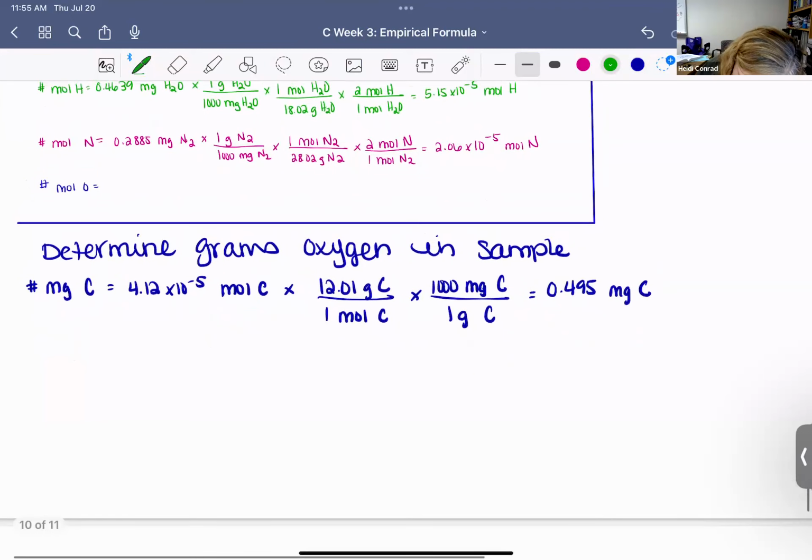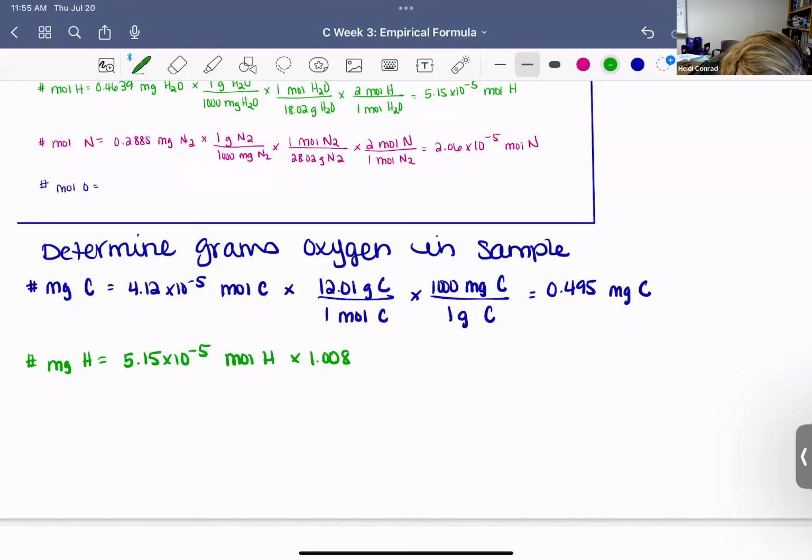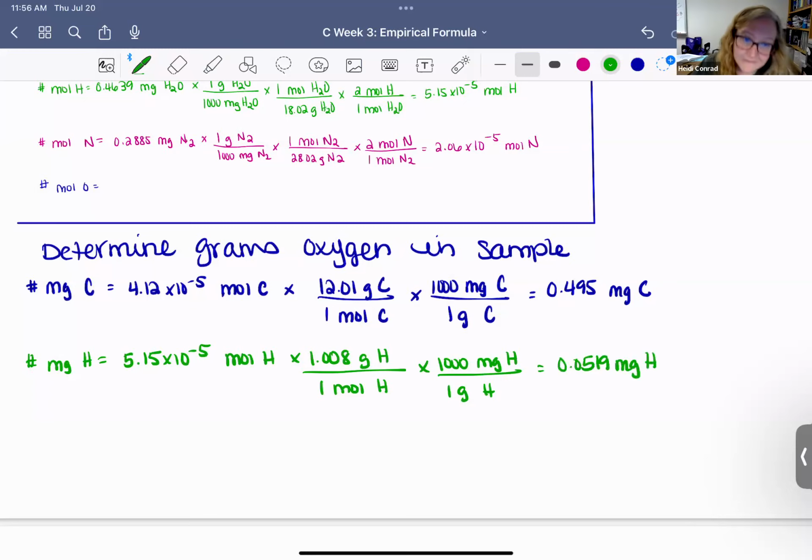And do the same thing for hydrogen. 5.15 times 10 to the minus 5th moles of hydrogen. 1.008 grams of hydrogen for every 1 mole of hydrogen. 1,000 milligrams of hydrogen for every 1 gram of hydrogen gives me 0.0519 milligrams of hydrogen.